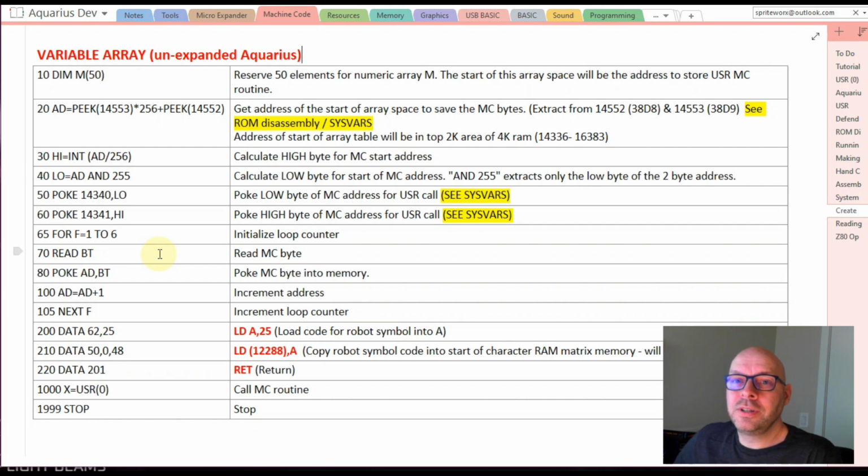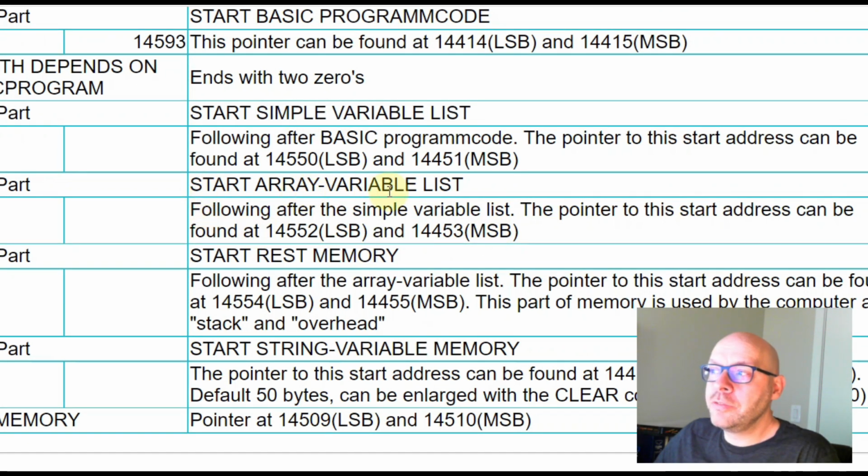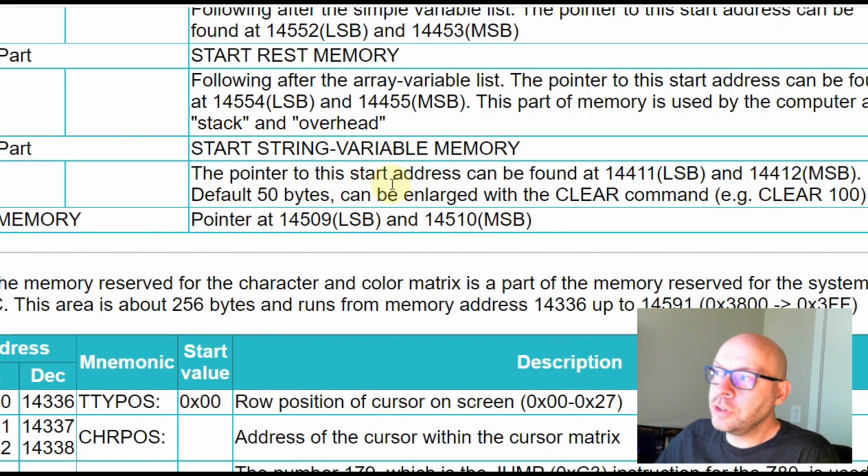Now the next method we're going to take a look at is almost identical to this method, but it just has a slight twist. So let's go back to our memory layout page here, and you can see the addresses that we used were 14552 and 14553, which is allocated as the start of the array variable list. So now what we want to do is use this location here, which is start string variable memory. And it says the pointer to this start address can be found at 14411 and 14412. It says default 50 bytes, can be enlarged with the CLEAR command, e.g.